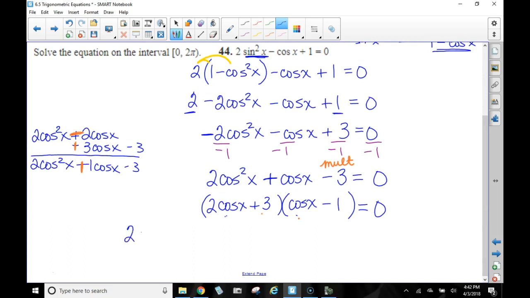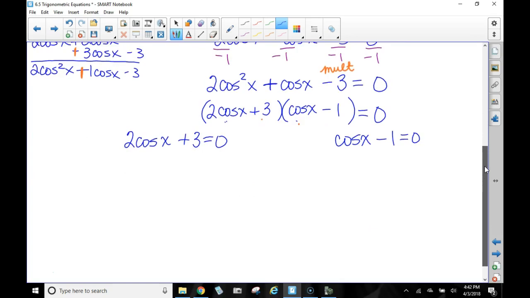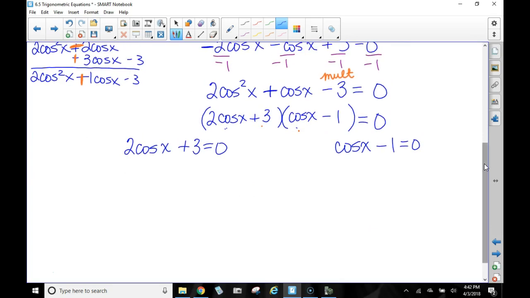Okay, we got a factor times a factor equals 0. So 2 cosine x plus 3 equals 0. And my other equation is cosine x minus 1 equals 0. Let's solve each of these little equations here. So first of all, isolating the cosine by subtracting 3 from both sides leaves me with 2 cosine x equals a negative 3. Divide both sides by 2. So cosine x equals a negative 3 over 2.